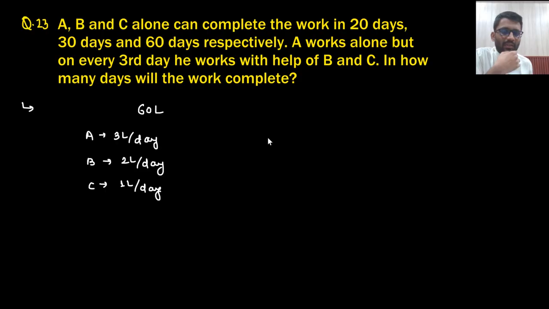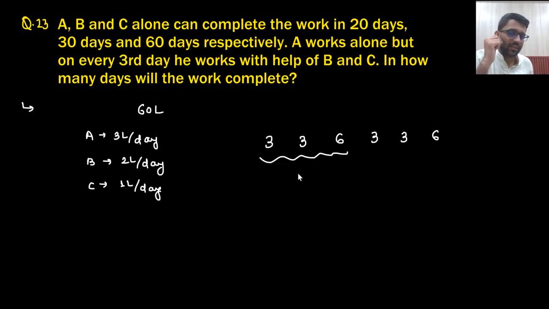So he works alone: 3 laddu, 3 laddu. In this manner he is eating. Then on the third day he will eat 6 laddu. Then again 3 laddu, then again 3 laddu, then 6 laddu. So in 3 days how many laddu is he eating? 12 laddu.